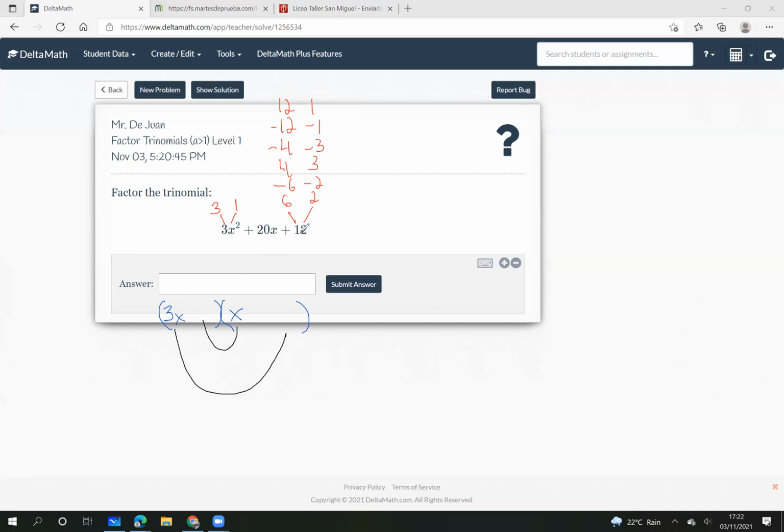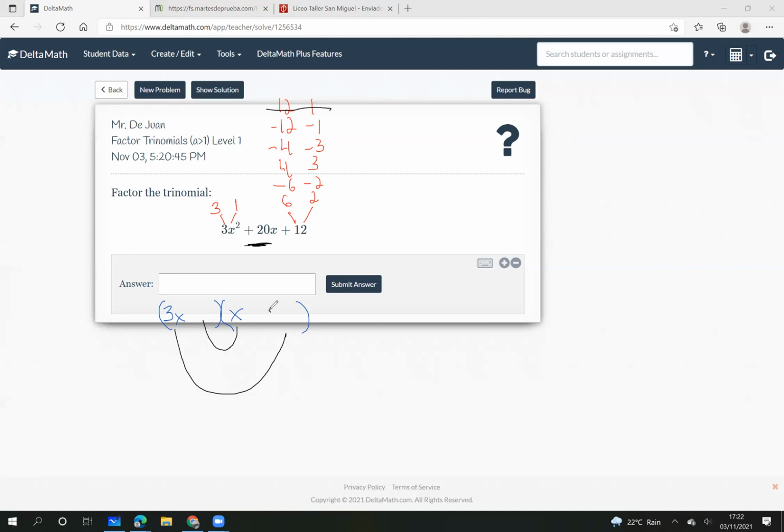So 3 times, let's try the first one. If I put a 12 right here, 3 times 12 is 36. And I put a 1 right here and 36 plus 1 is 37. That's not the number I'm looking for. I'm looking for 20. A number that multiplies with 3 and a number that multiplies with 1 to give me 20. So let's try this one. This one won't work because 12 is too big. 12 is too big of a number.